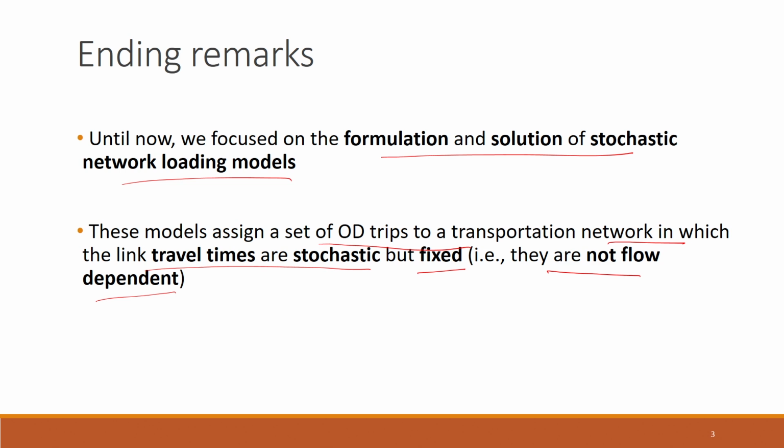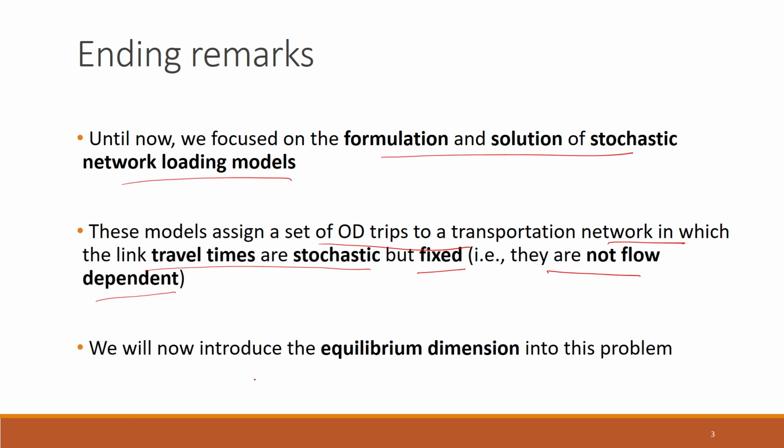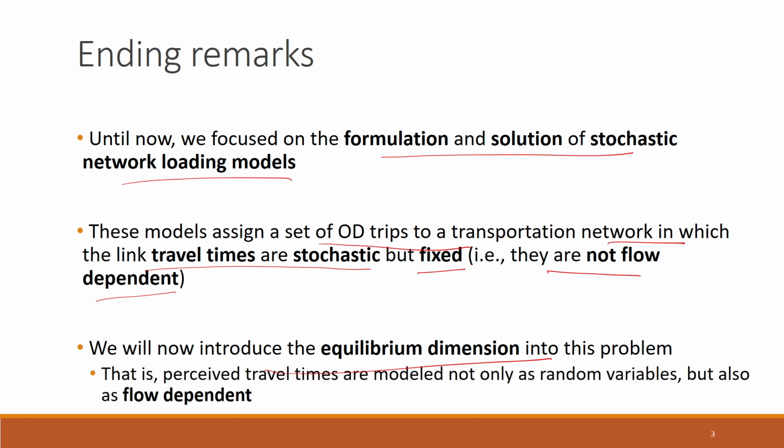Okay. So these stochastic network loading models are only extensions of this all or nothing assignment. Okay. So they are the same, just that the travel times are now assumed to be random, but still we have not considered the dependence of travel time on the flow. Okay. So now we will be introducing this equilibrium dimension into the problem. Okay. So now we will be assuming that the flow will affect the travel times. So now the perceived travel times will be modeled not only as random variables, but they will also be flow dependent.